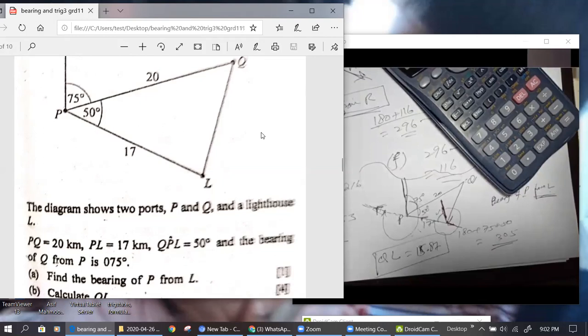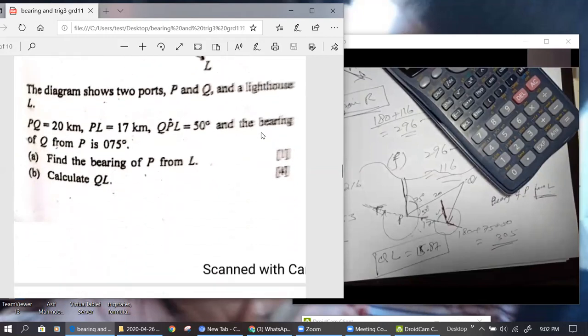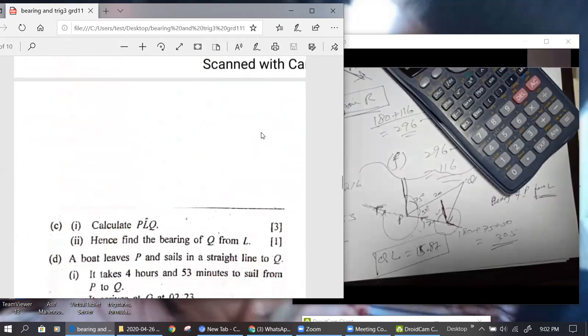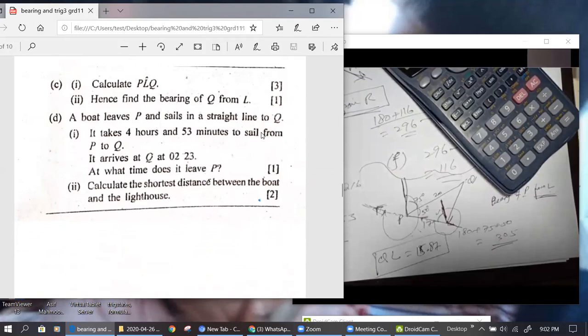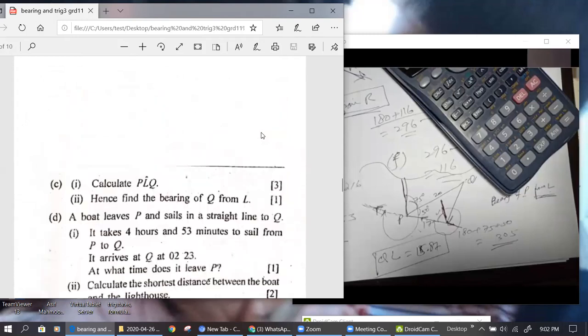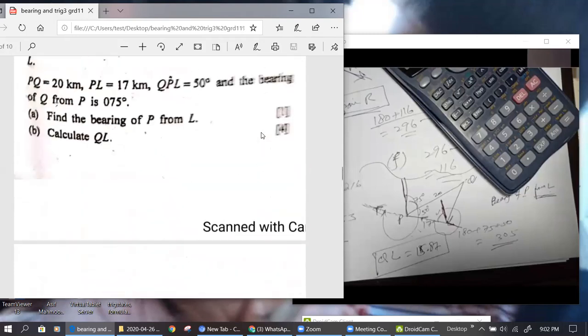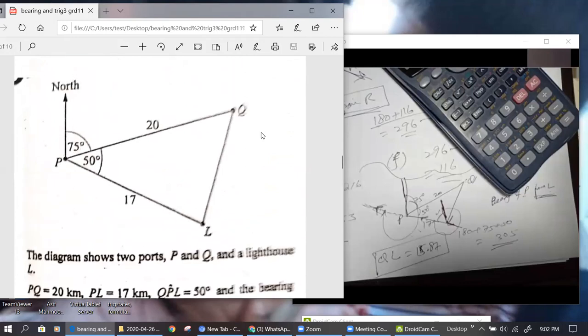Now go on to the next one. This is done. So can you calculate PQL? Show me the shape again. The shape is this. Can you find this angle, PQL? How will you do it? Just discuss with me. I think you can do it. Just tell me how you will find this angle.